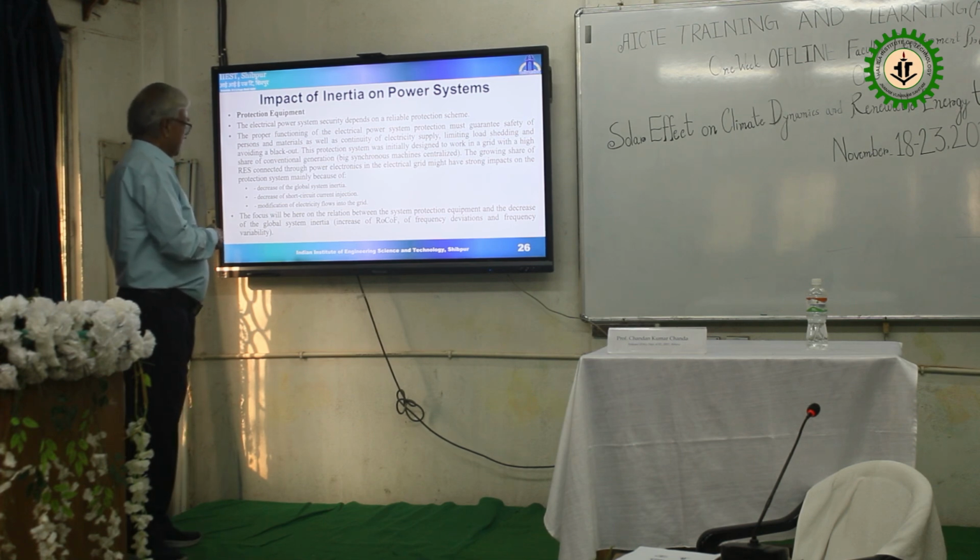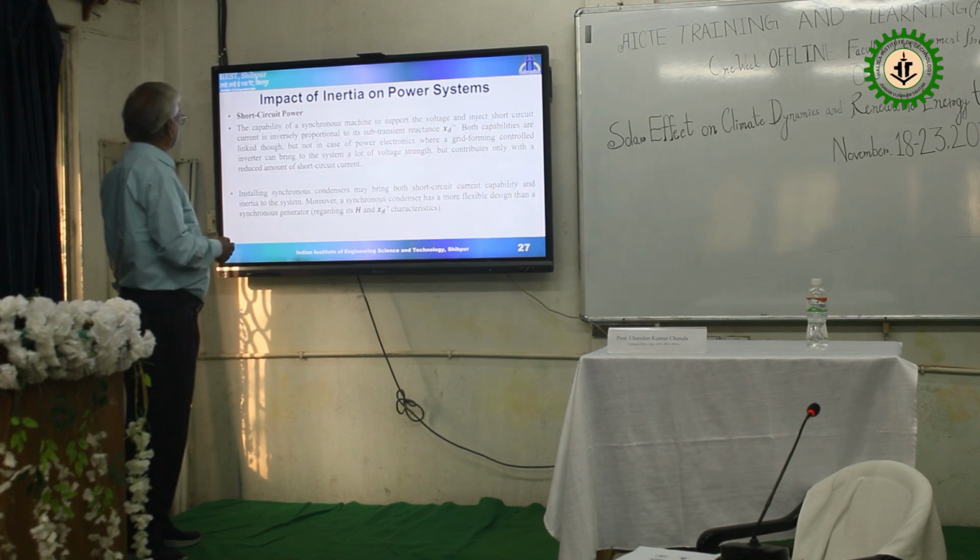Protection equipment is a dangerous issue in the system nowadays. There are a lot of issues in protection here. If there is an inertia problem, a rotor problem, short circuit power is another important issue. It reduces like anything and it hampers the system.